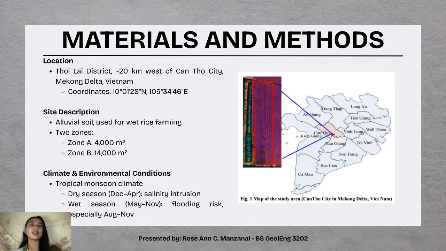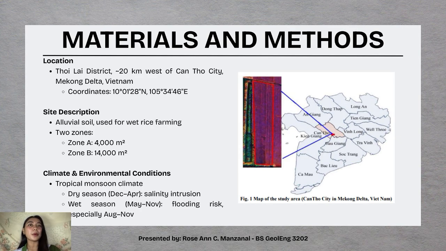The study was conducted in Toi Lai, located about 20 km west of Can Tho City, in the Mekong Delta, Vietnam. The site includes 2 zones of alluvial soil used for wet rice cultivation. Zone A, 4,000 meters squared, and Zone V, 14,000 meters squared. The area typically supports 3 rice crops per year, but is vulnerable to flooding from June to November due to seasonal rains and water influx.